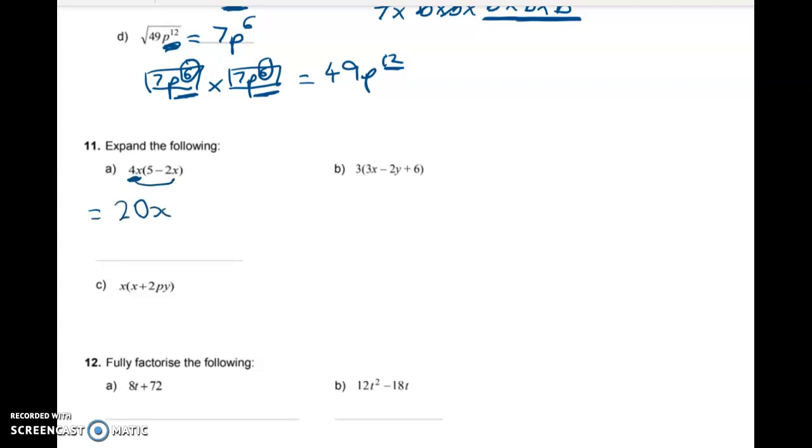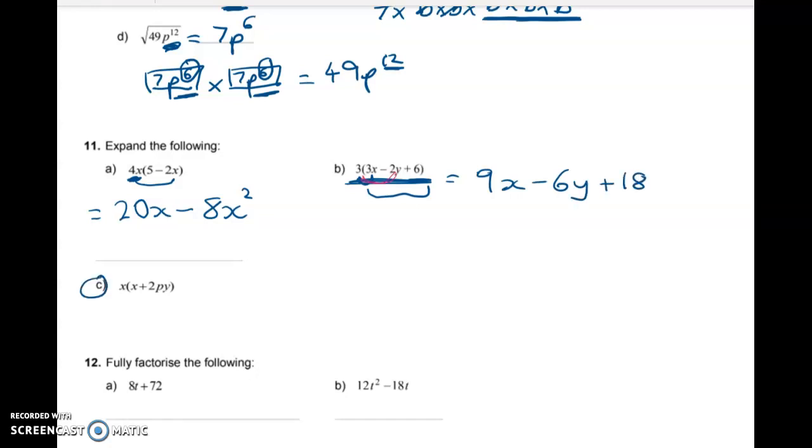And then we're going to go 4x times 2x is 8x squared. It's going to be 20x, take away 8x squared. In this one here, we're multiplying all of this times 3. So 3 times 3x gives me 9x. Right? 3 times 2y gives me, take away 6y. And then 3 6s are 18.